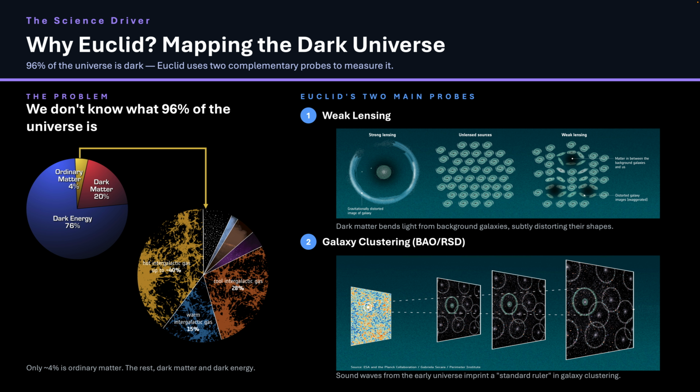Now, the 2 main science drivers of Euclid are weak gravitational lensing and galaxy clustering. Weak gravitational lensing sits on the idea that matter bends light, so dark matter that sits between us and background galaxies distorts the shapes of the galaxies. Even if these distortions are super small, if we study them statistically, we can learn about the intervening matter. And the idea of galaxy clustering is that the sound waves that propagate from the early universe imprint a standard ruler, what we call a baryon acoustic oscillation, and we can measure that from the way the galaxies cluster.